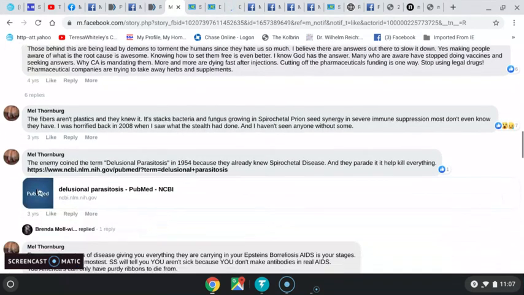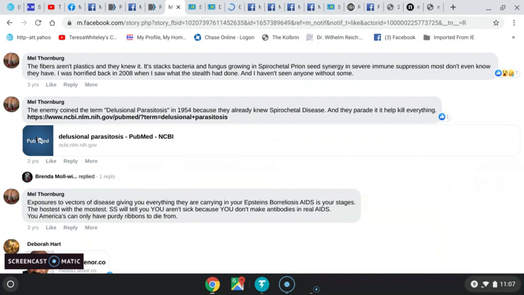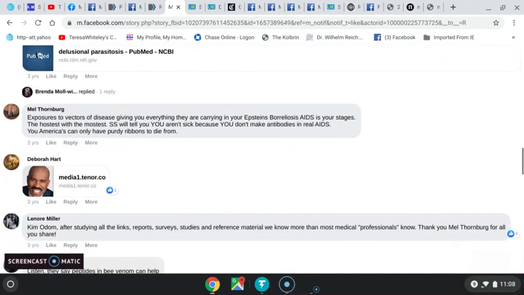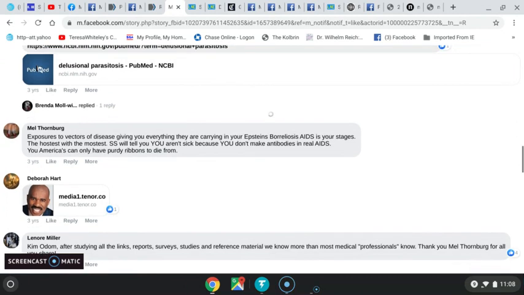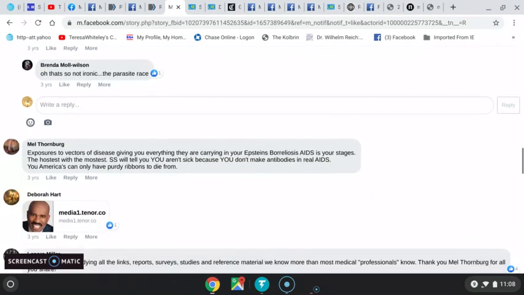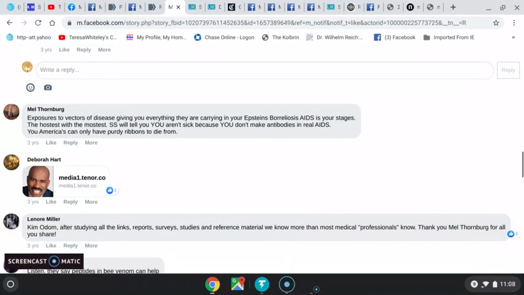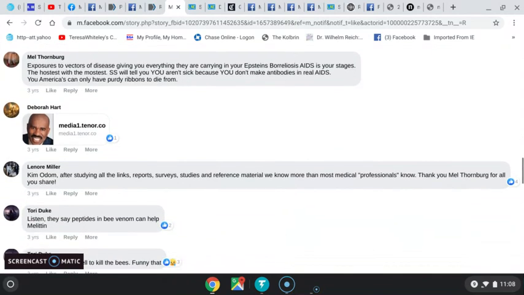This person comments, this is too confusing for the common person. Yes, it is. But she says those fibers aren't plastics, and they knew it. It stacks bacteria and fungus growing in spirochetal prion seed synergy in severe immune suppression most don't even know they have. I was horrified back in 2008 when I saw what the stealth had done, and I haven't seen anyone without some. They coined the term delusional parasitosis in 1954 because they already knew spirochetal disease, and they paraded to help kill everything. Let's see what she says.